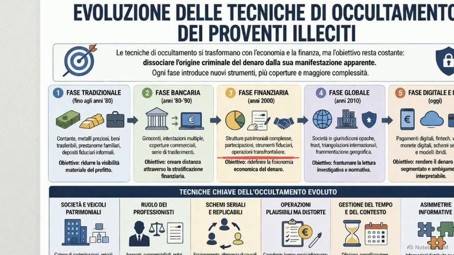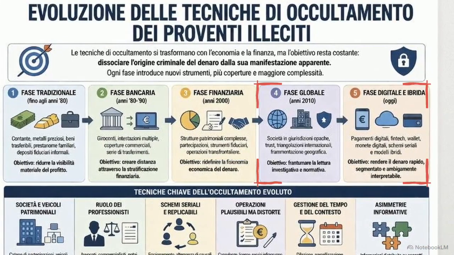Criminals began using complex corporate structures and international fiduciaries to give illicit funds a new, legitimate biography. Today, in the global and digital hybrid phases, capital moves instantly through fintech platforms and serial transaction models. The intent is to render the money ambiguous and open to multiple, conflicting interpretations. This panel highlights excessive formalization.